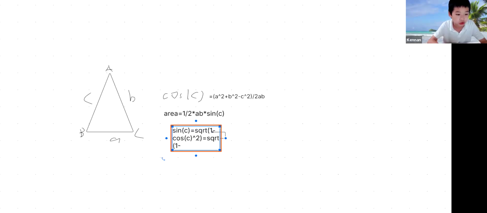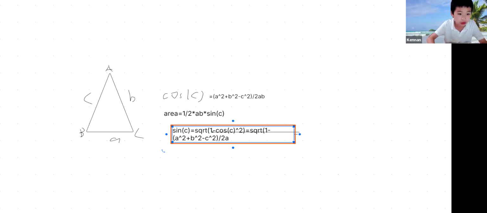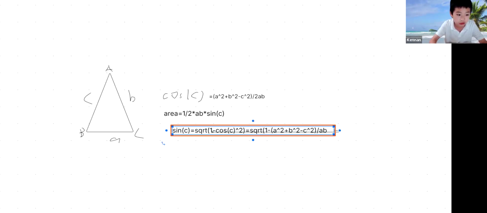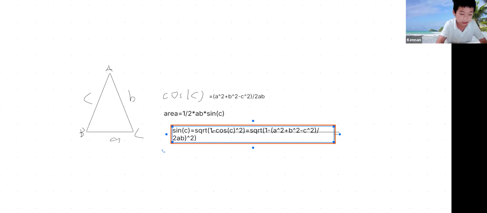The square root of 1 minus a plus b squared minus c squared over 2ab over 2ab. I'll put this one. But I think this should be right.